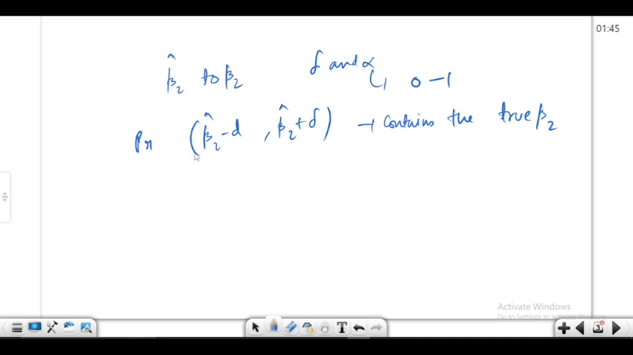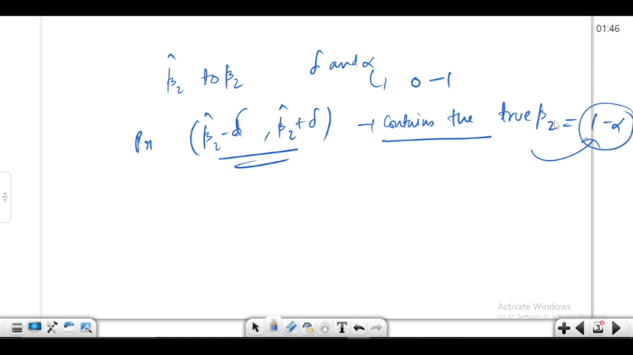Okay, so the probability that this interval contains the true beta 2 value is equal to 1 minus alpha. So I define two positive numbers, delta and alpha, such that alpha lies between 0 and 1, and the probability that my true population parameter lies in this range is 1 minus alpha. This range depends on delta, and this delta can take any positive value.